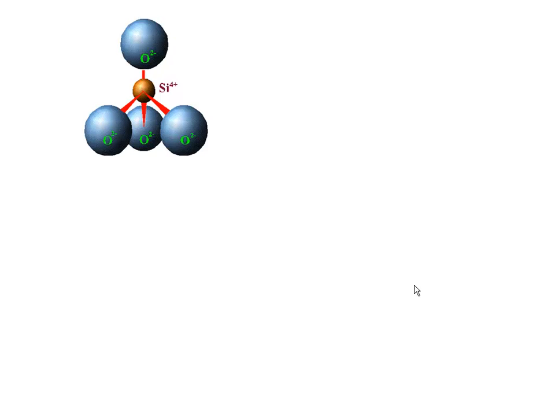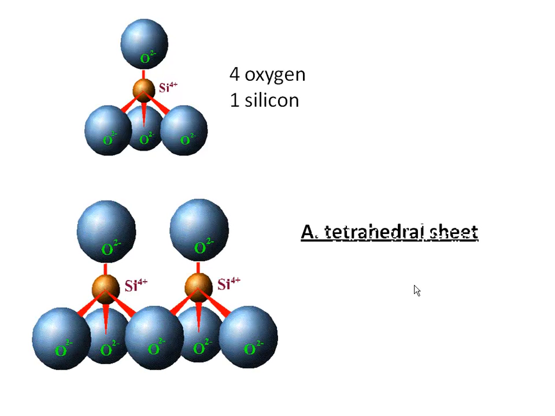What we're going to be talking about is two basic building blocks that make up our clay minerals. We're going to talk about a building block that contains silicon and oxygen, and a building block that contains oxygen and aluminum. Why those elements? Because they're the most abundant elements. Our first building block is going to be called the tetrahedral sheet. The tetrahedral sheet comes from the bonding of silicon and oxygen together.